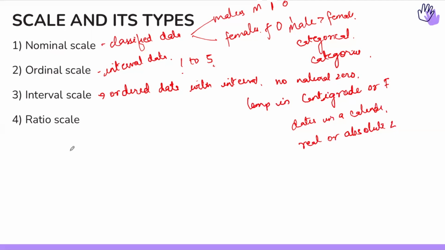Then coming to the ratio scale. Ratio scales deal with ordered constant scale with a natural zero. Examples of this type of data include height, weight, age, length, etc. So you can say zero height, zero weight, zero age, zero length, and so on.